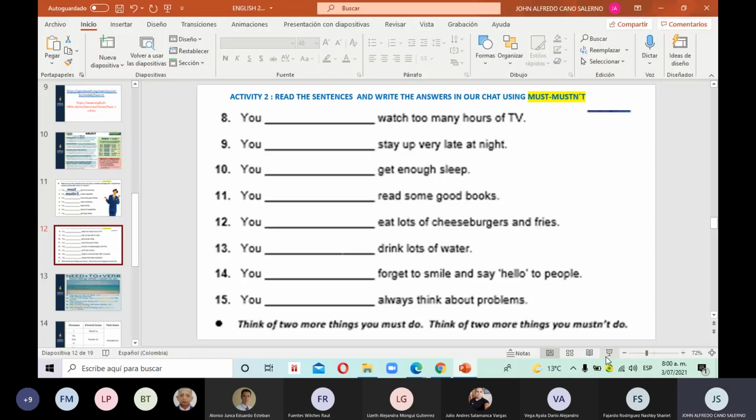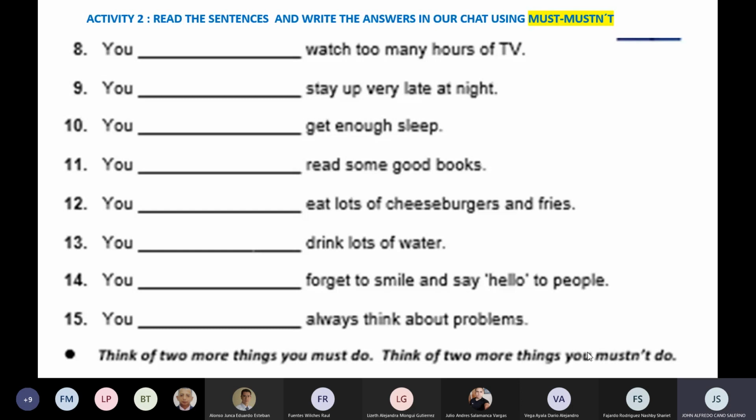Let's continue. You must drink lots of water. What about 14? You forget to smile and say hello to people.